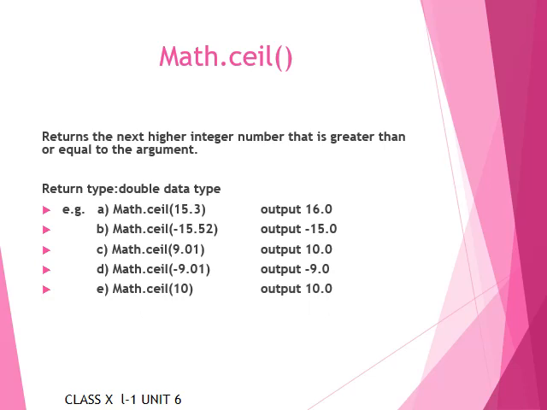Math.ceil 10, output is 10.0. Math.ceil minus 0.03, output is minus 0.0. We understand that if the fractional number is more than 0, it returns the next integer. In the first example, the fractional part is 3, the number is 15.3, and the output is 16.0. Even if the fractional part is 5 or more than 5, or any other number that is more than 0, it returns the next integer value.